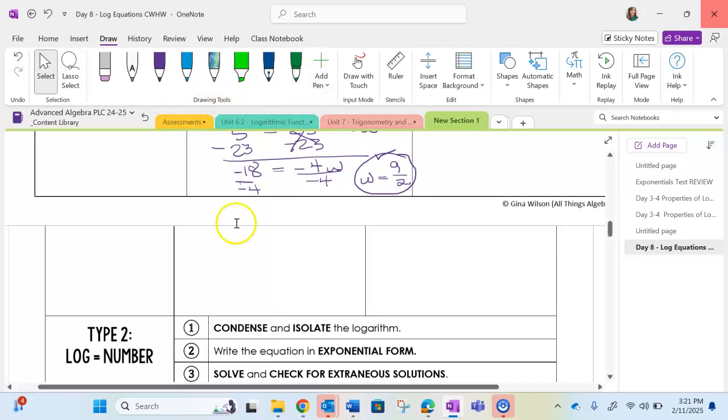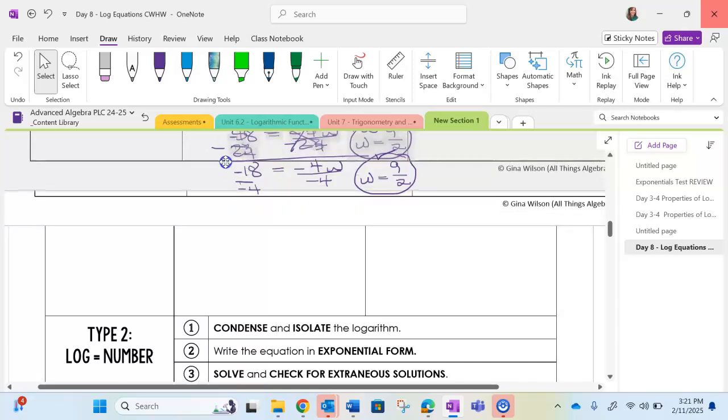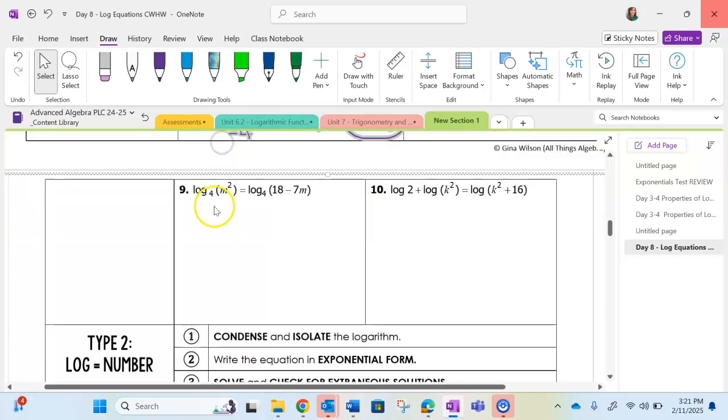All right, I am actually going to do, let me see, do I have 9 and 10 showing up? Let's see if I can make it show up. I don't know if I can make it show up. Let me see if I can find it. There we go, 9 and 10.